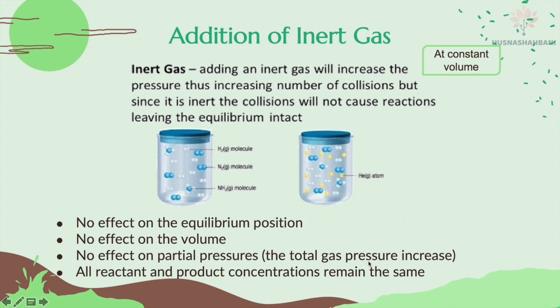But the total gas pressure increases because you have more molecules. You have inert gas and the compounds in the system, so the total gas pressure increases, but the partial pressure of each compound in the system remains constant. All reactant and product concentrations remain the same because inert gas doesn't react with any compound in the system. Only the total gas pressure increases. Other than that, everything remains unchanged.